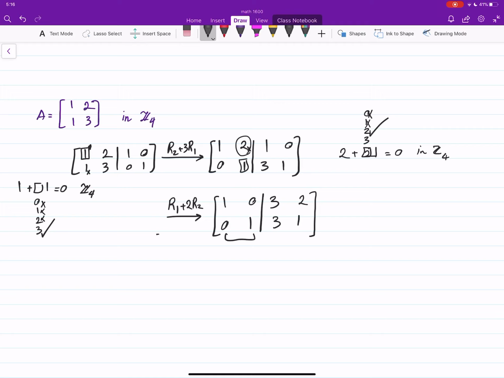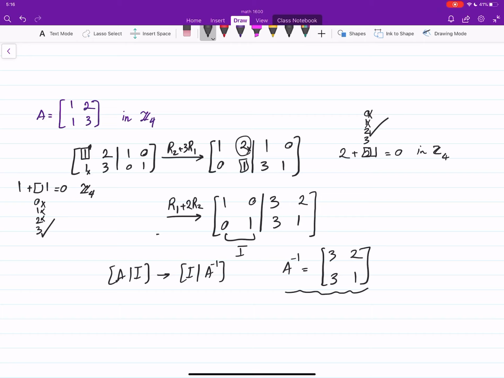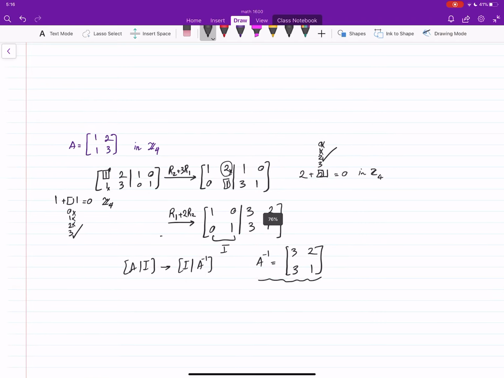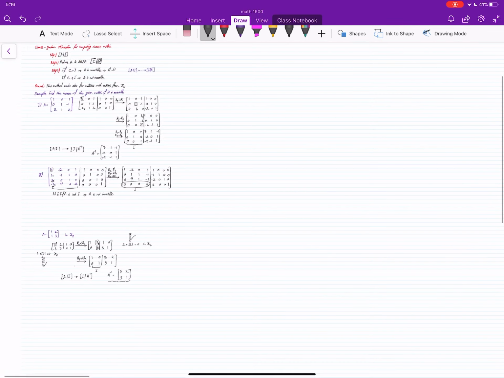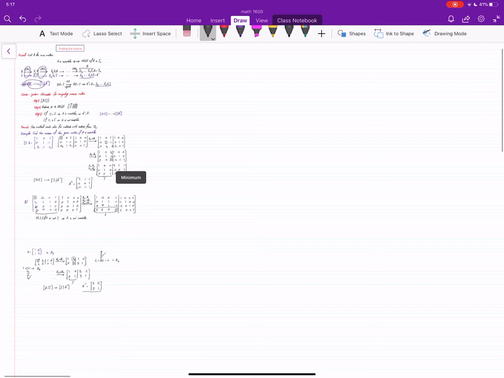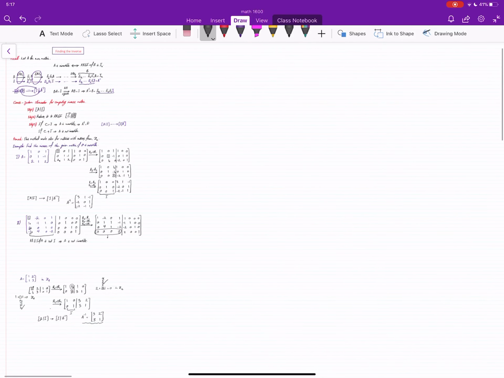Very nice. This is identity. So we started from A I, we ended up with I something. That something is the inverse. A inverse is 3, 3, 2, 1. Note that if you had done this for 1, 2, 1, 3 in R, you would get a completely different result in this case. Okay, so this is the technique you need to learn and use when you need to compute the inverse of a matrix.